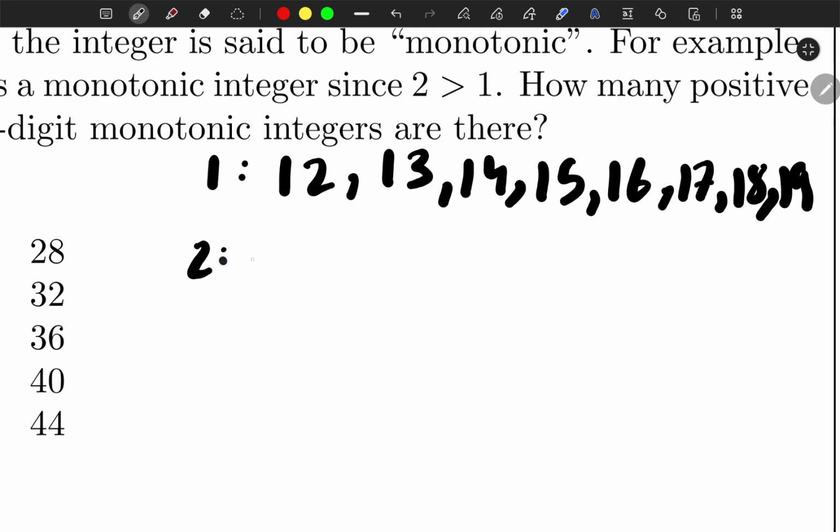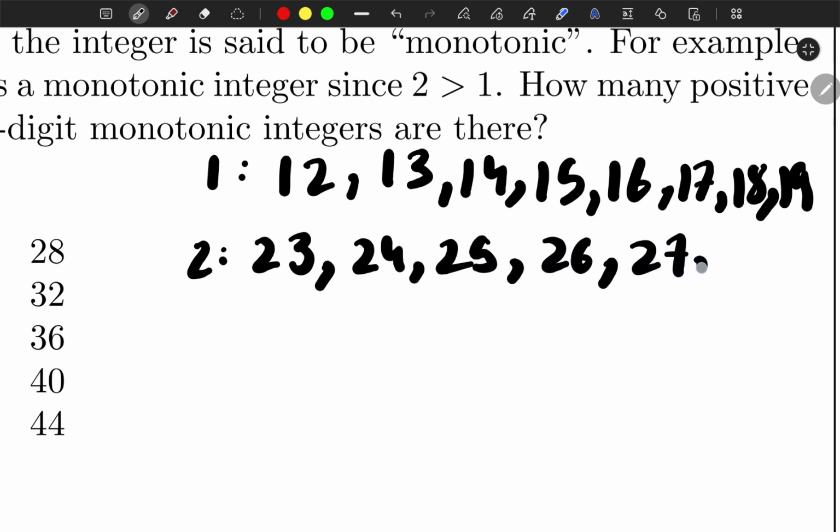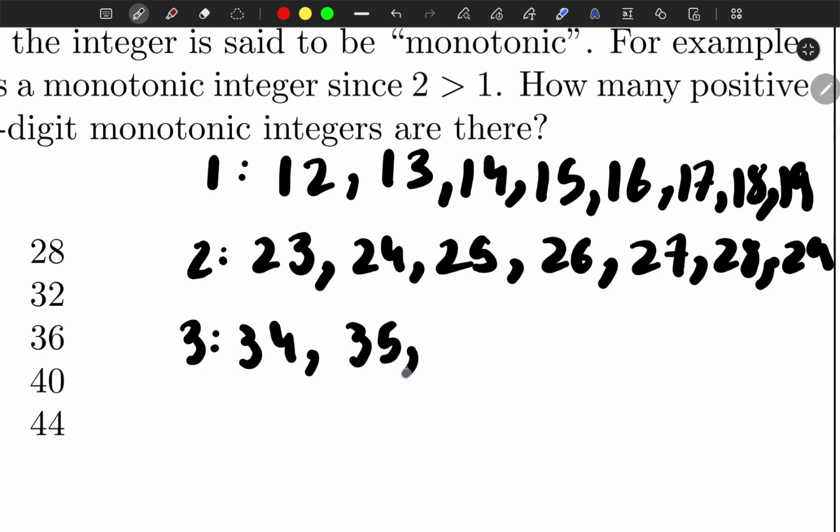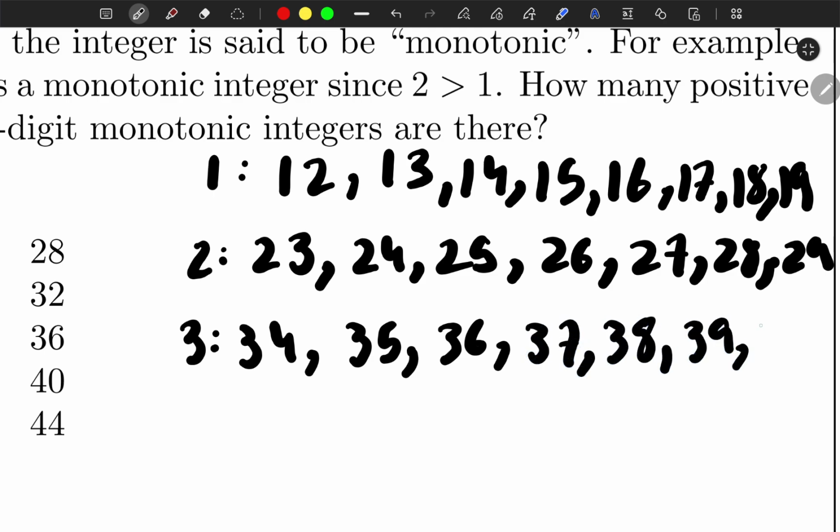Now let's say we started with 2. Again, we can't write 22 because we need to make sure the number on the right is greater. So we'll start with 23, then 24, 25, 26, 27, 28 and 29. This is what we have. Starting with 3, again, we can't have 33. We'll start with 34, 35, 36, 37, 38, 39, and yeah, that's pretty much it.